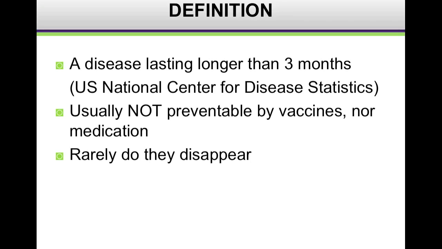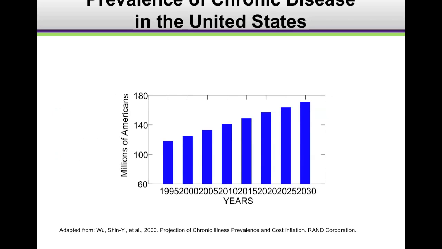How do we define a chronic disease? Well, here are the definitions from the National Centre for Disease Statistics. A disease lasting longer than 3 months. It's usually not preventable by vaccines nor medication, though in a few cases it can be. Rarely do they disappear, chronic diseases, and this is why, of course, they are such a problem.